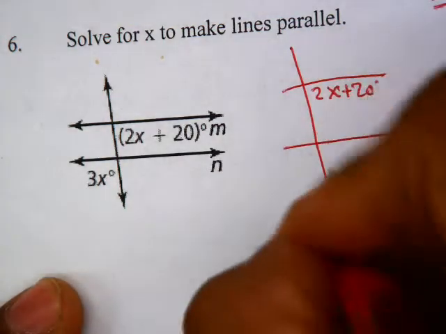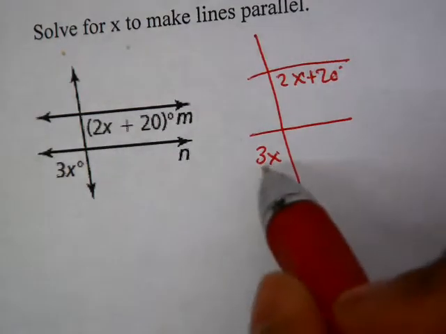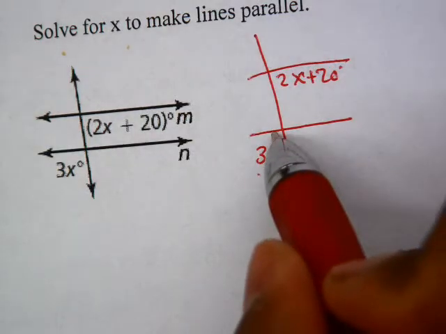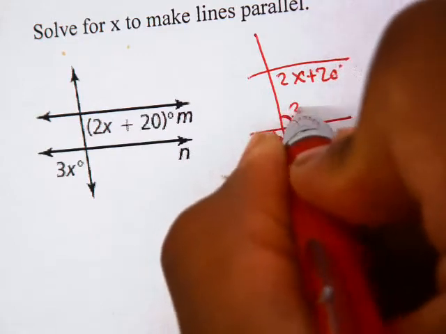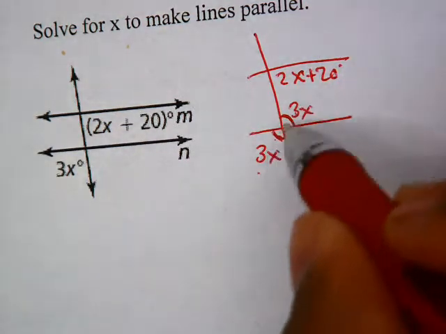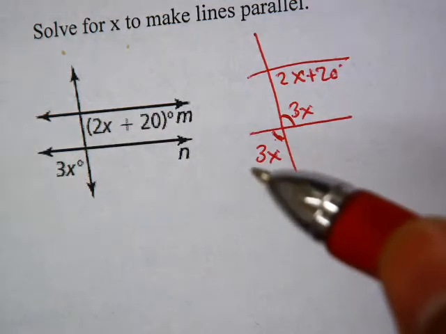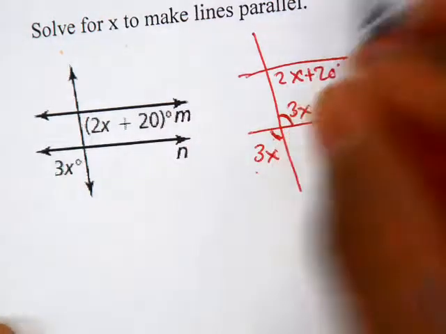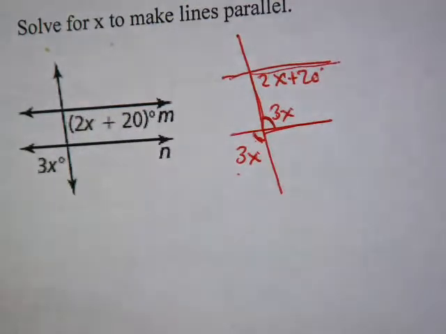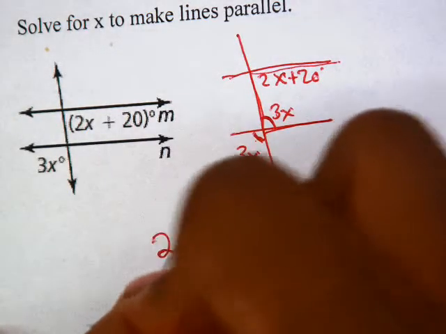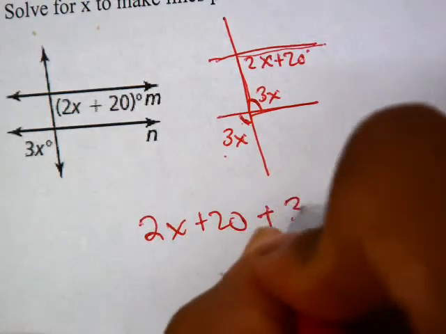I'm redrawing this because I need a little bit of some space. Look how 3x is here. Okay. I could move the 3x over here because these are vertical angles. Angles that are across from each other when two lines intersect are called vertical, and those are always equal to each other, whether your lines are parallel or not. So now I form same side interior angles with 2x plus 20 and 3x. So if those are same side interior angles, they should add up to equal 180.